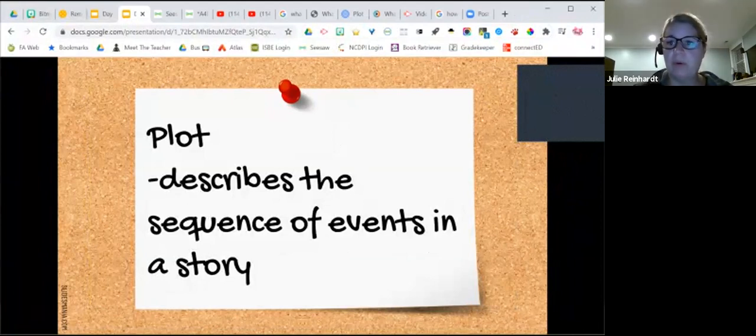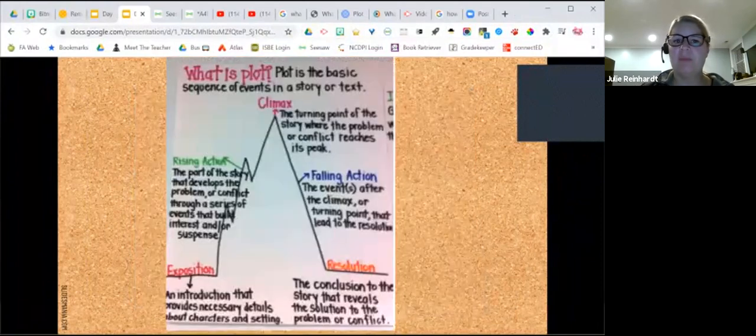Ms. Selinsky has already spoken to each of us about plot in our previous videos, but it doesn't hurt to get a little refresher. So plot describes a sequence of events in a story. Sequence of events in a story. You may remember seeing something like this. This is called a story mountain, and it gives the 5 parts of plot. So we have the exposition, the introduction, the rising action, the climax, which is the turning point, the falling action, and the resolution, which is our conclusion of our story.